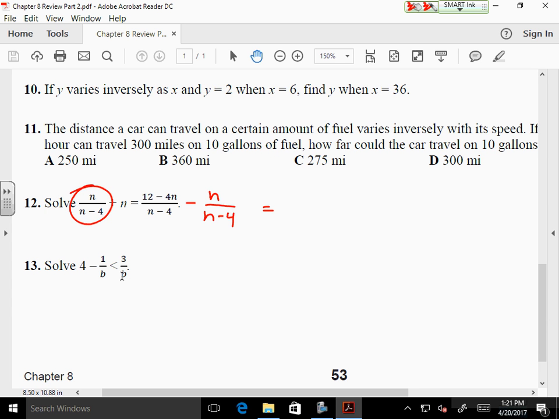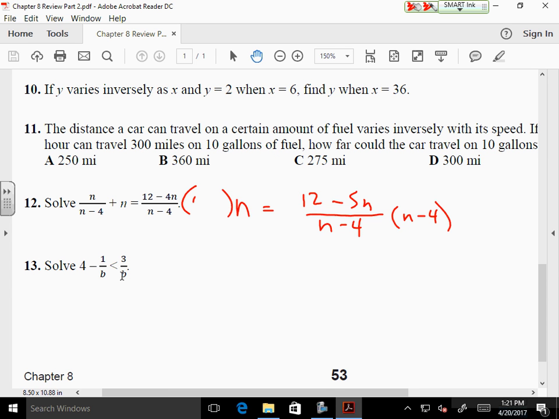And that becomes 12 minus 5n over n minus 4, still equal to n. Then we would multiply both sides by n minus 4, so we can get rid of this division, this fraction stuff. So those would cancel. I would have n squared minus 4n equals 12 minus 5n.